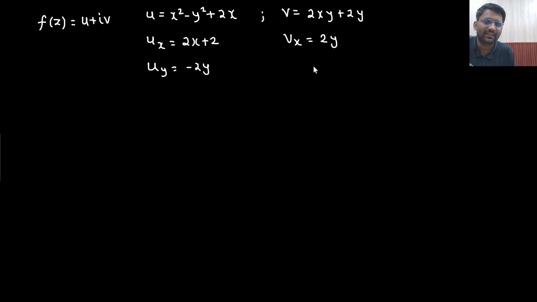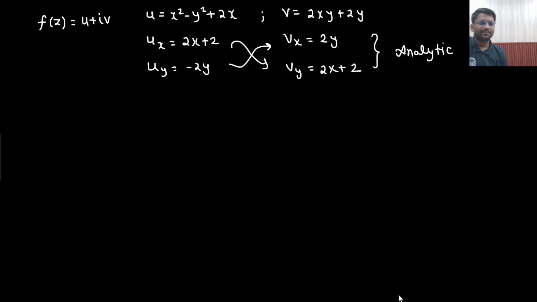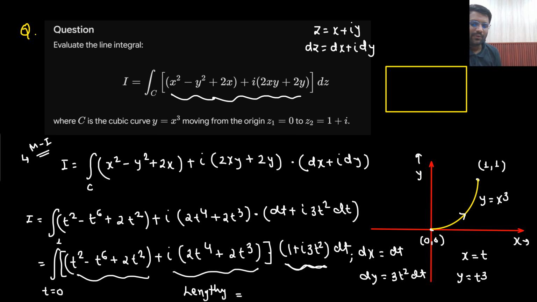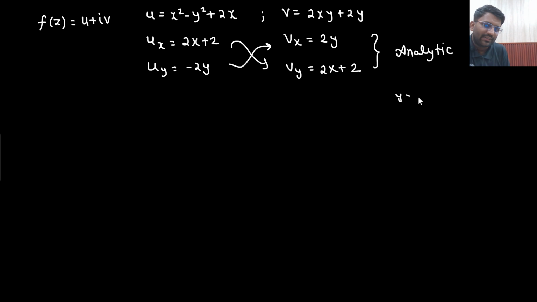Partial differentiation of v with respect to x is 2y. Partial differentiation of v with respect to y will come out to be 2x plus 2. This is the same as that, with the negative sign. Yes, it is analytic. And since it is analytic, instead of moving on this curved path, I will move on this straight line path, which follows the equation y equals x. Now my function will become y equals x, which I can assume as t. So my dx equals dy equals dt. And now, sir, my integration would look very simple and very good as well.